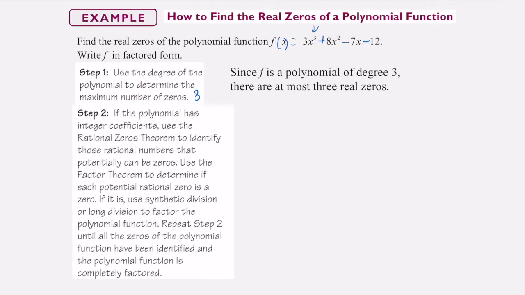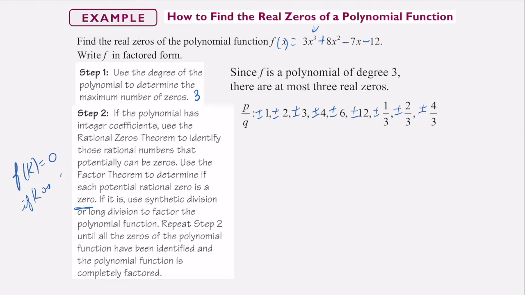Next, if the polynomial has integer coefficients, which it does, use the rational zeros theorem to identify those rational numbers. And we did this about 3 slides ago and found that all the possible rational zeros were plus or minus 1, 2, 3, 4, 6, 12, 1/3, 2/3, and 4/3. Okay? We found all the potential rational zeros. Then use synthetic division or long division to factor the polynomial function, or the fact that f of k is 0 if k is a zero. I think that's faster.